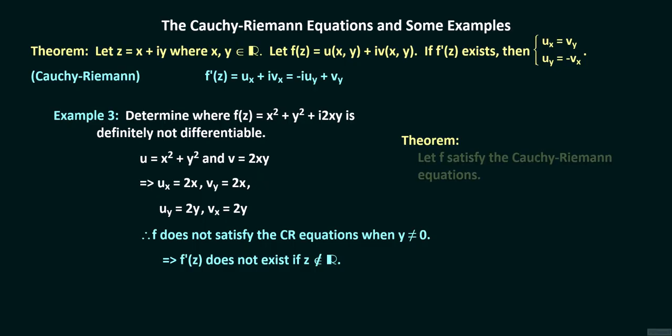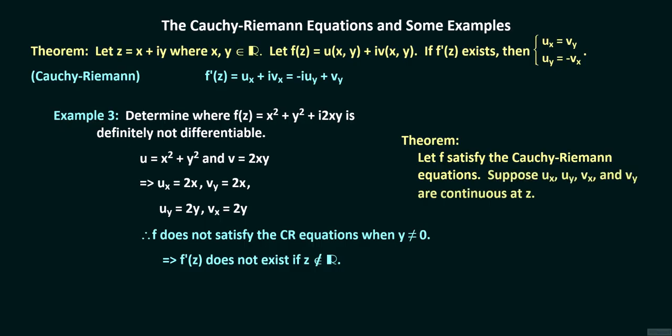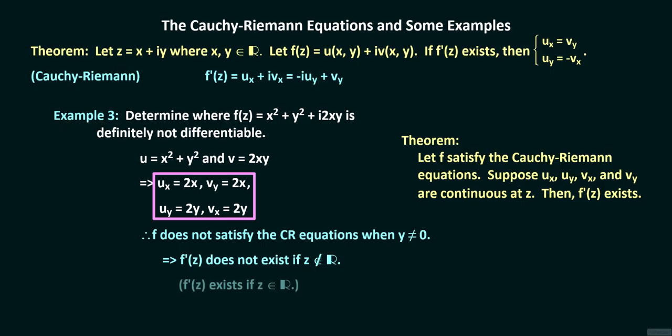If, in addition to satisfying the Cauchy-Riemann equations, u and v have continuous partial derivatives at z, then f'(z) exists. Each of these derivatives of u and v is continuous everywhere. It should be no surprise, since both u and v are polynomials, and polynomials have continuous partial derivatives everywhere. Since the Cauchy-Riemann equations hold only for real numbers, f'(z) exists only when z is a real number.